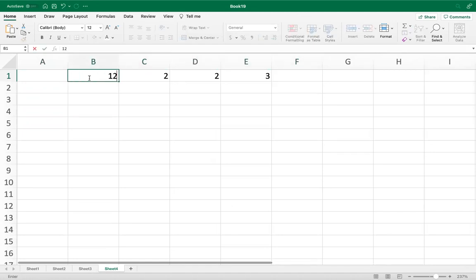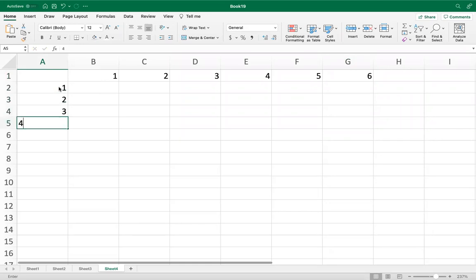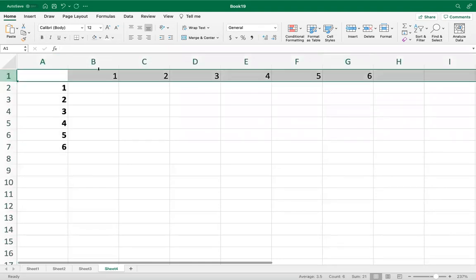So 1, 2, 3. I see what I did. 1, 2, 3, 4, 5, 6. And this way it's 1, 2, 3, 4, 5, and 6, because we have 6 different sides to each of the dice. And we'll make these bold just so we could differentiate between the solutions.